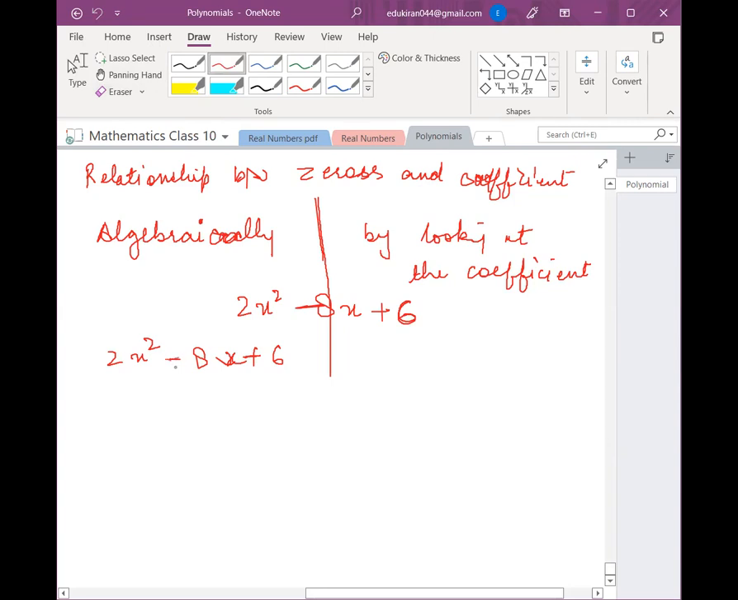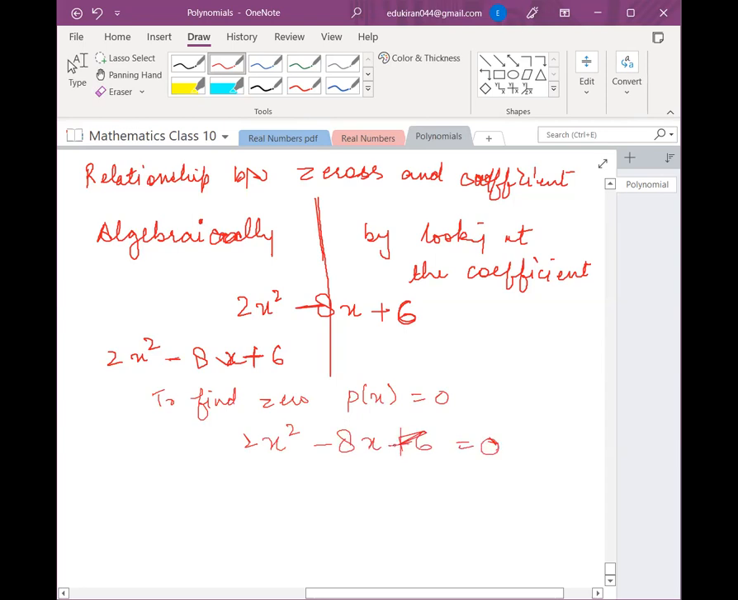Now I want to find the zero of this polynomial. To find the zero of the polynomial, that means it is that value I want to find at which the polynomial will become zero. So to find zeros, my polynomial should give me the value zero, isn't it? That value is going to be called the zero of the polynomial. So I'll equate my polynomial to zero: 2x square minus 8x plus 6 is equal to 0.